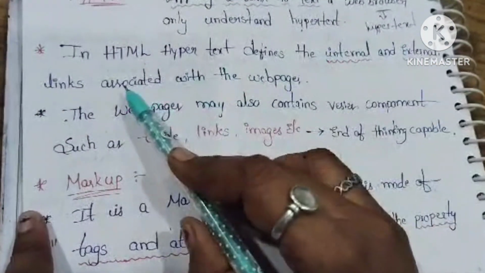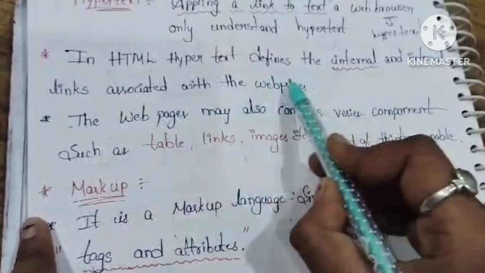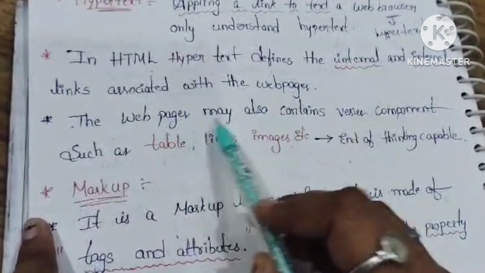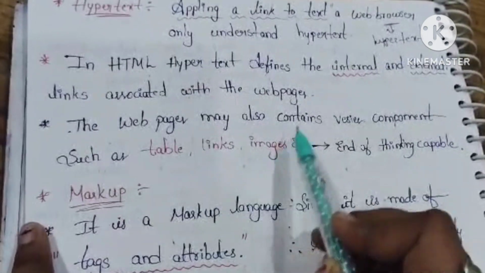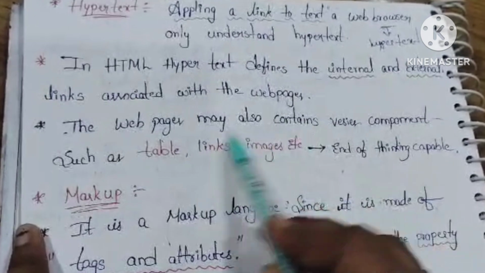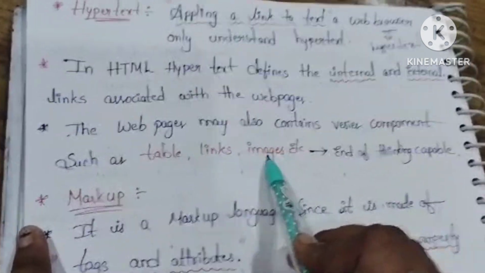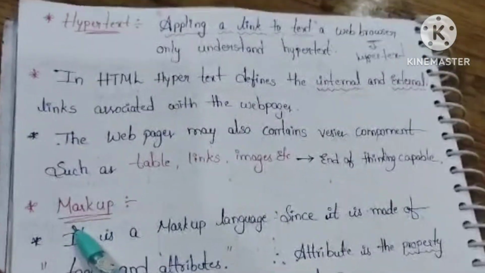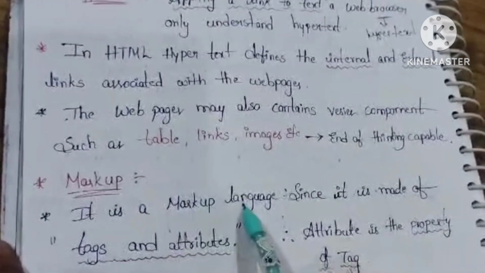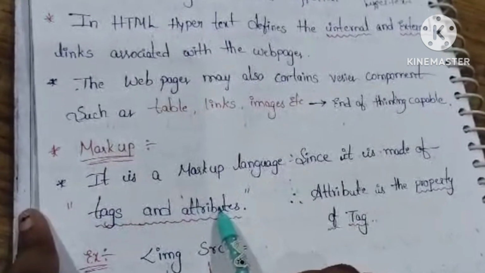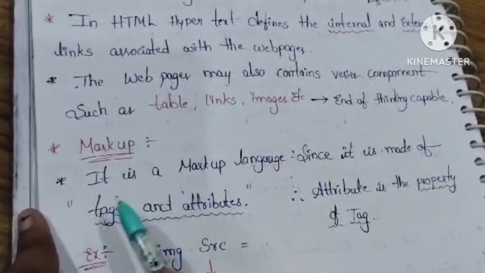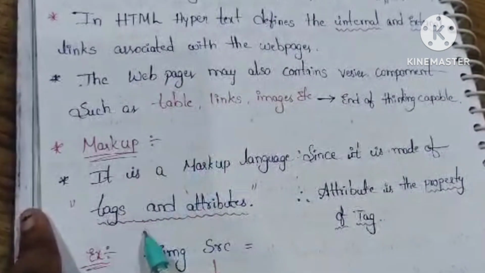Hypertext defines the internal and external links associated with the web page. The web page mainly contains tables, links and images. So what is the markup? It is a markup language, since it is made up of tags and attributes. An attribute is nothing but a property of the tag.